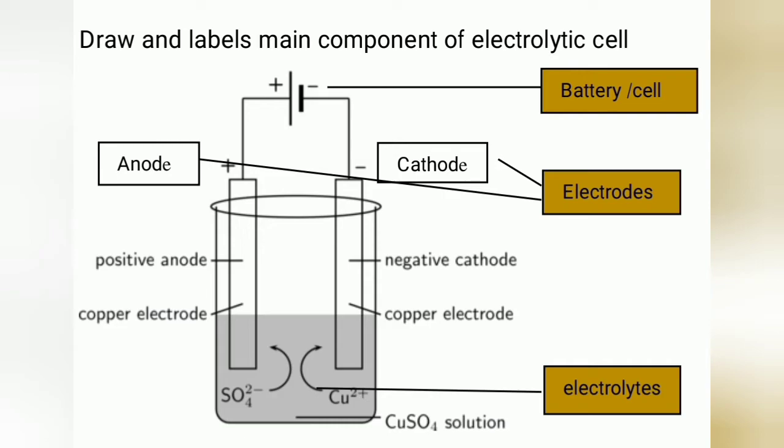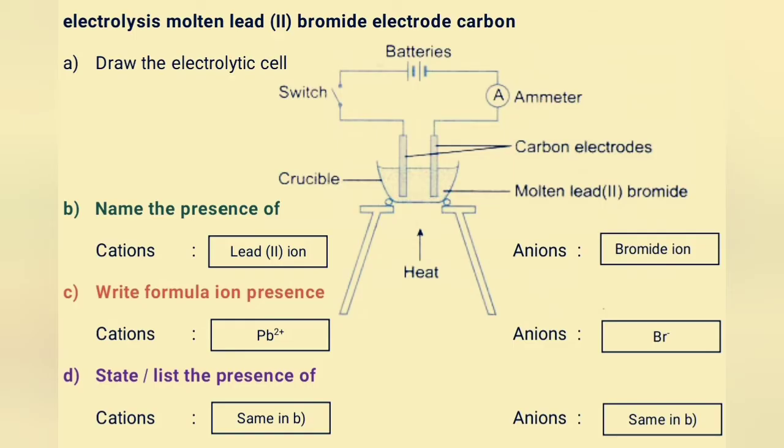Don't use arrows. Please answer correctly when you are asked to write the name or formula of the ions present, and state or list the presence of cations and anions in the electrolyte.